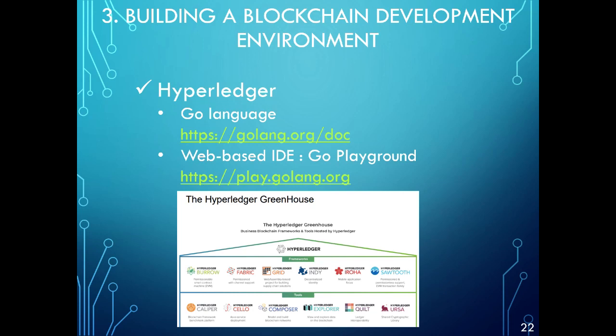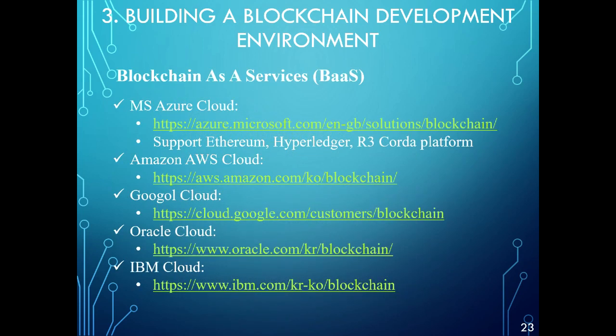Hyperledger includes platforms such as Fabric, Iroha, Sawtooth, Burrow, and Indy, and it provides development tools such as Quilt, Composer, Explorer, Cello, and Caliper. When developing a blockchain platform or dApp, you can use the various tools and environments introduced above, but you can also use a cloud service for a more accessible development environment. Representative companies for cloud services include Microsoft, Amazon, Google, and IBM.